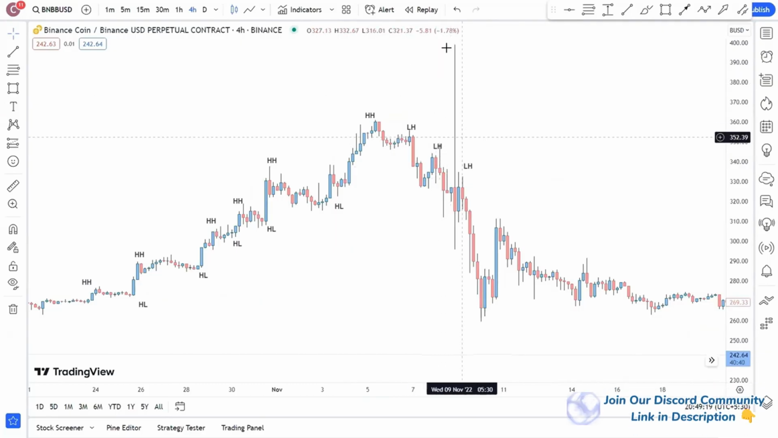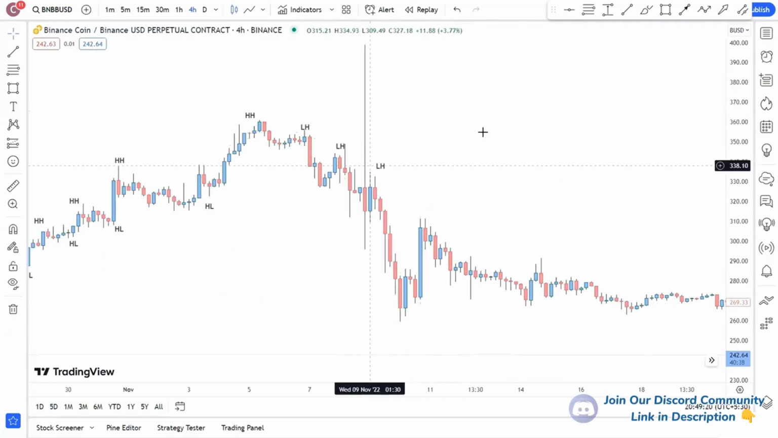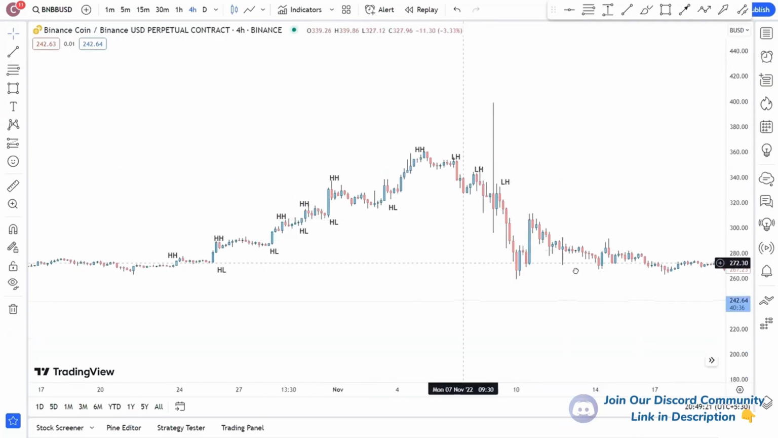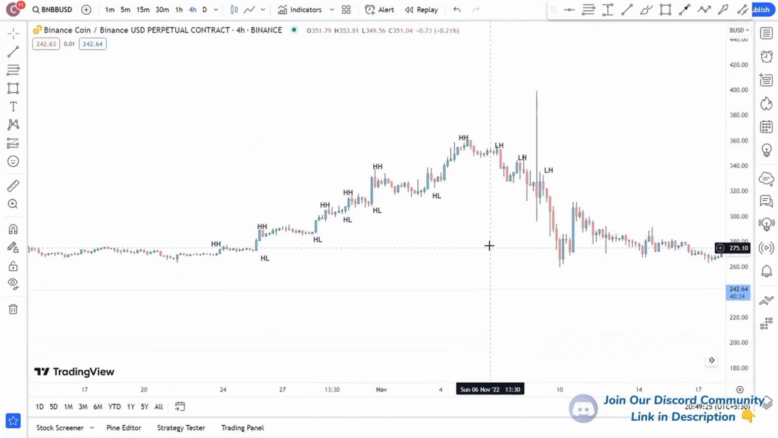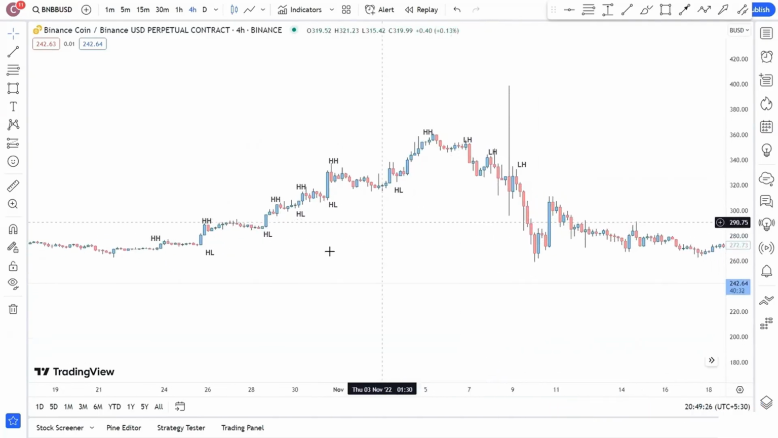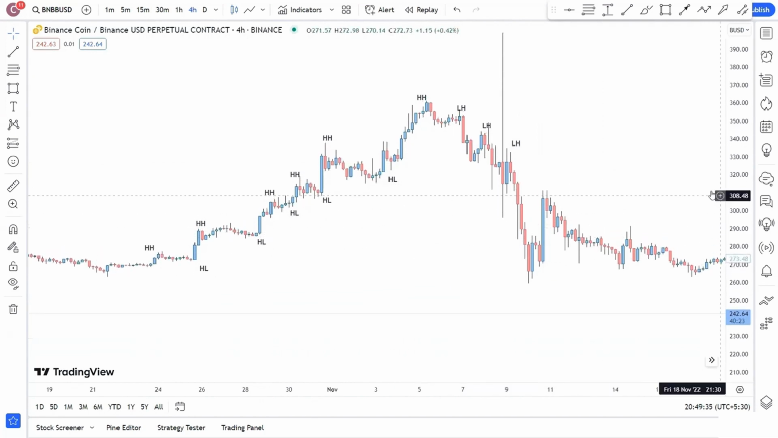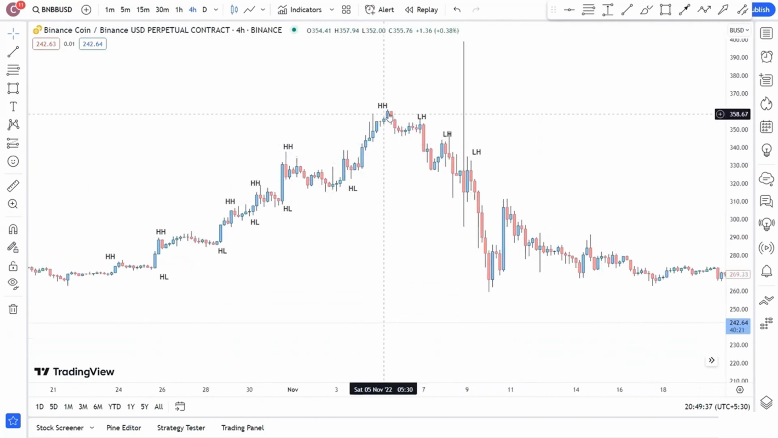So there's a wick around somewhere here. Just ignore this. Just understand the concept of how it's working. When we were creating higher highs and higher lows, the market was uptrending, right? We were sure the market was going up. Now here, the market didn't create a higher high. The market started creating lower highs.